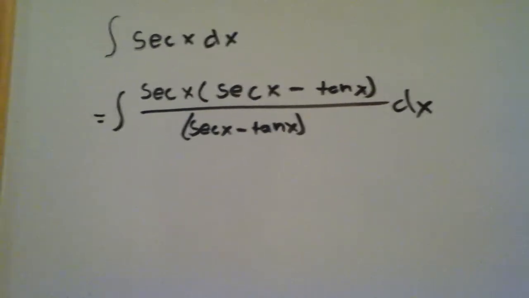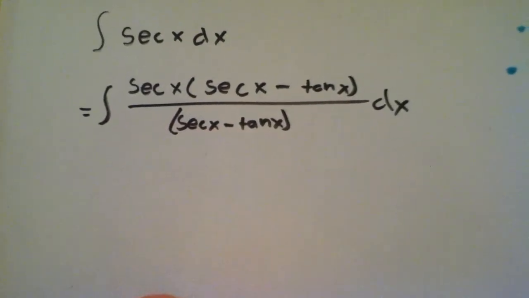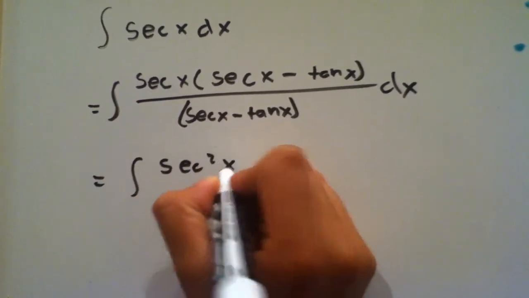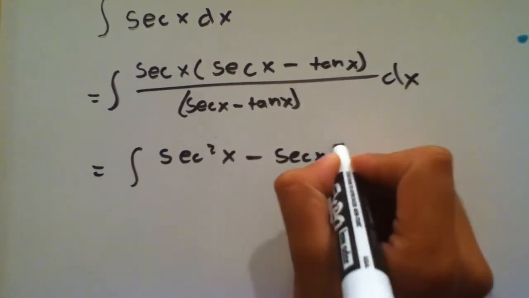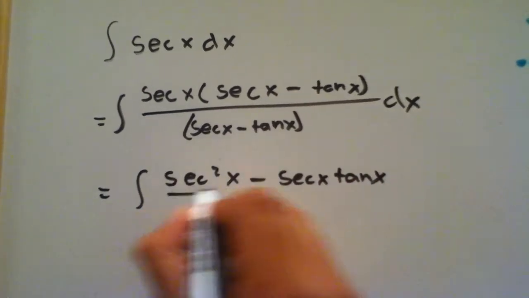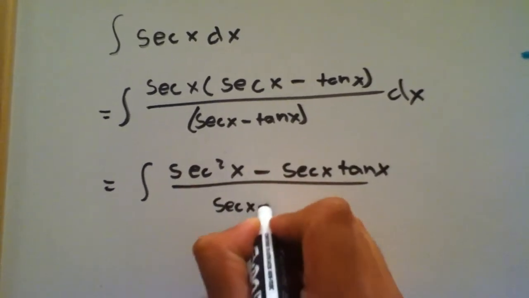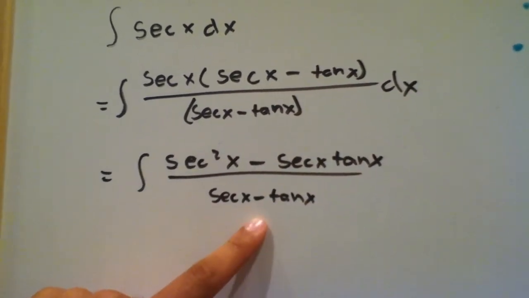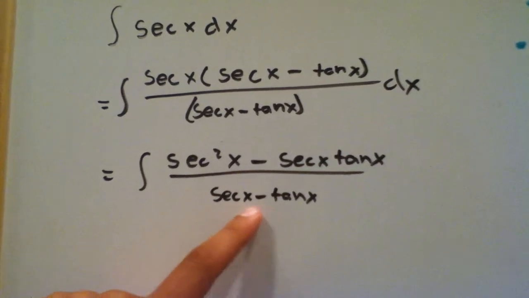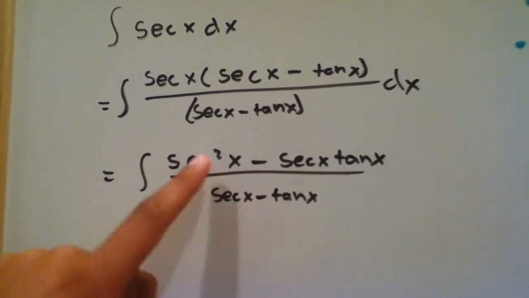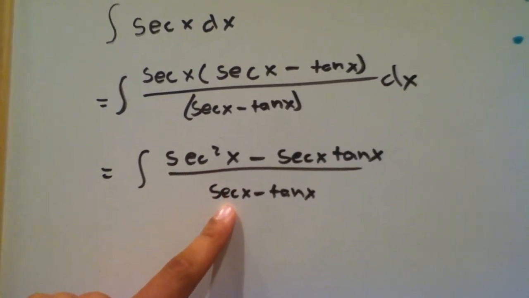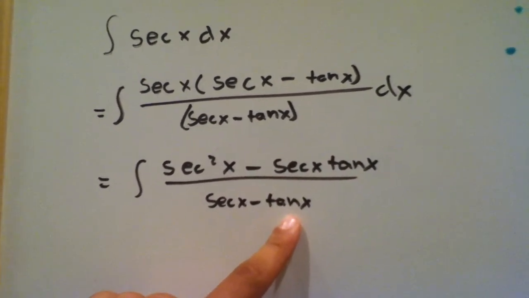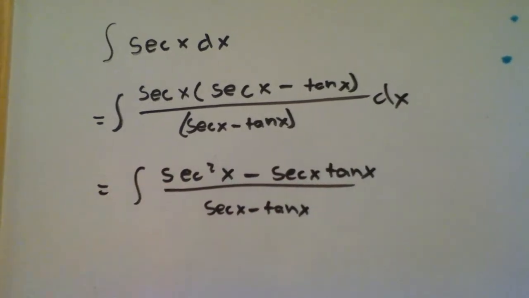The reason I'm doing this will become clear in a second, because when you multiply this out on the top, it'll become secant squared x minus secant x tangent x, over tangent x. Looking at this bottom part, if you take the derivative of this, it'll actually be that, because the derivative of secant x is secant x tangent x, and the derivative of tangent x is secant squared x.